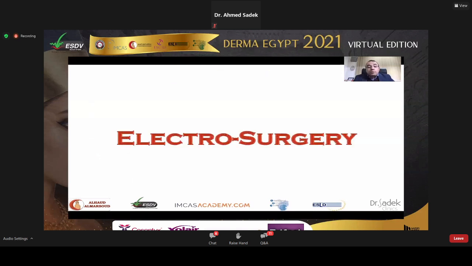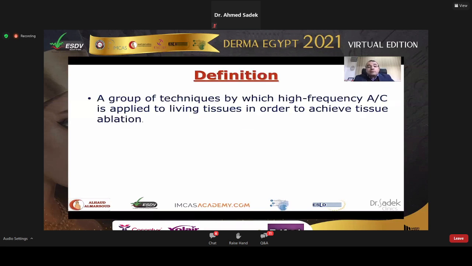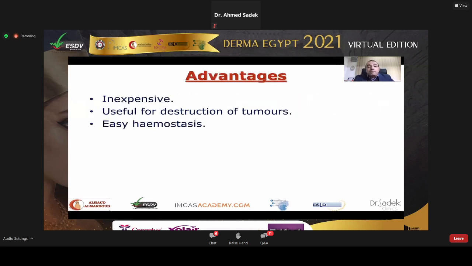So I'm going to talk today about two things, just electrosurgery and intralesional injections. For electrosurgery, we know that these are a group of techniques using high frequency alternating current in order to achieve tissue ablation. The advantages of electrosurgery include that it is an inexpensive procedure used for destruction of many types of tissue, including tumors, with hemostasis.